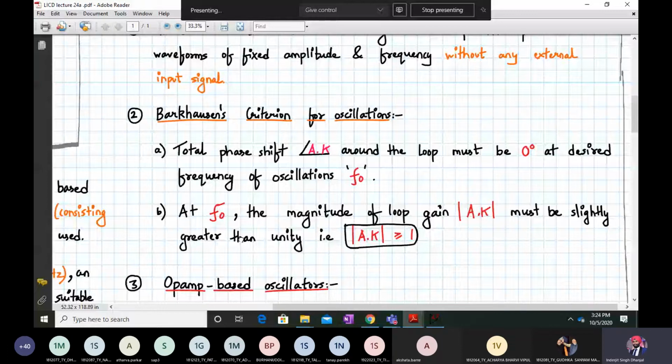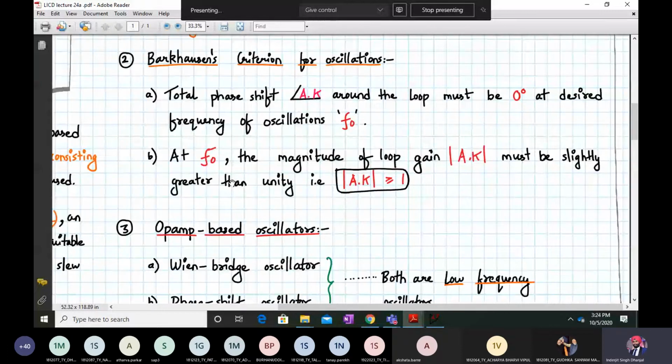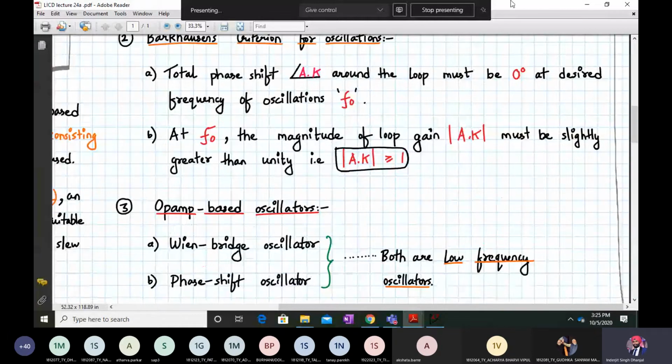So at the frequency of oscillations, the magnitude of the loop gain, which is A into K, that is the magnitude of amplifier gain into the magnitude of the feedback network gain, collectively termed as the loop gain, must be slightly greater than unity. Any doubts so far, anyone? Or else we can proceed ahead.